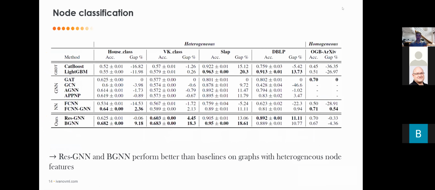Okay. So we have node classification results as well. In this case, we see similar results to node regression. BGNN performs the best for 3 out of 5 datasets, sometimes achieving up to 18% improvement in accuracy compared to graph attention network. And for OGB arXiv, which has pre-trained word embeddings as the features, the results are suboptimal. They match the graph attention network, but they don't bring any improvement.